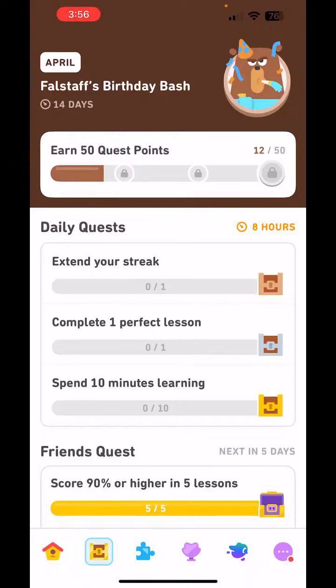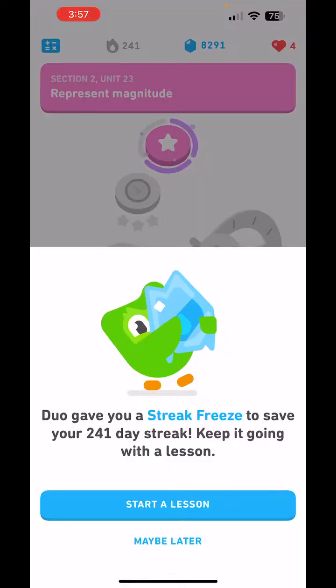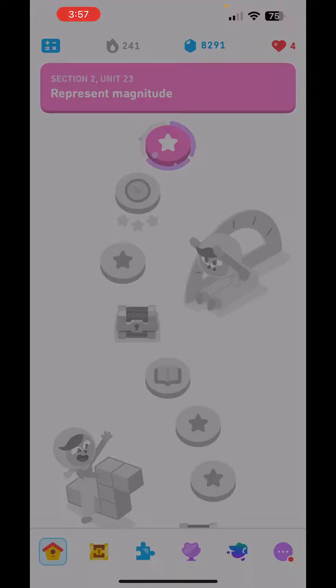So our daily quests are simple today. We need to extend our streak, complete one perfect lesson, and spend 10 minutes learning. We'll see. I can't make any promises. I've been really struggling with numbers lately. Duo gave you a streak freeze to save you. All right. I've actually gotten discouraged.